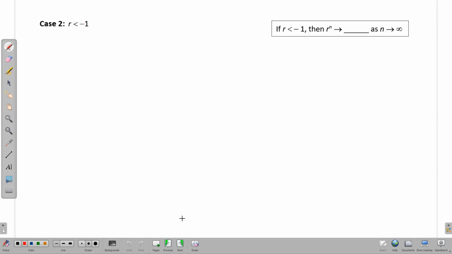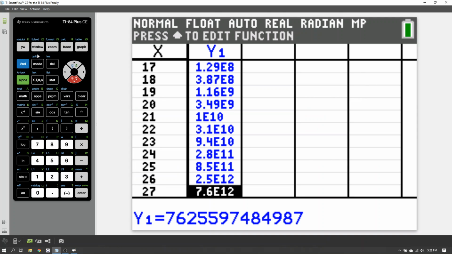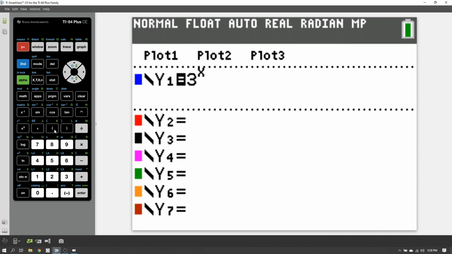Okay, second case. Let's look at when r is less than -1. Well, we might as well just look at -3 then. You can use any negative number. And when we put this one in the calculator, we need to be careful and make sure we use parentheses. So we're looking at -3 in parentheses raised to the n power. So let's go back, y equals, and put that in parentheses, and make sure you use a negative sign here, not a minus sign. You'll get an error if you don't do that.